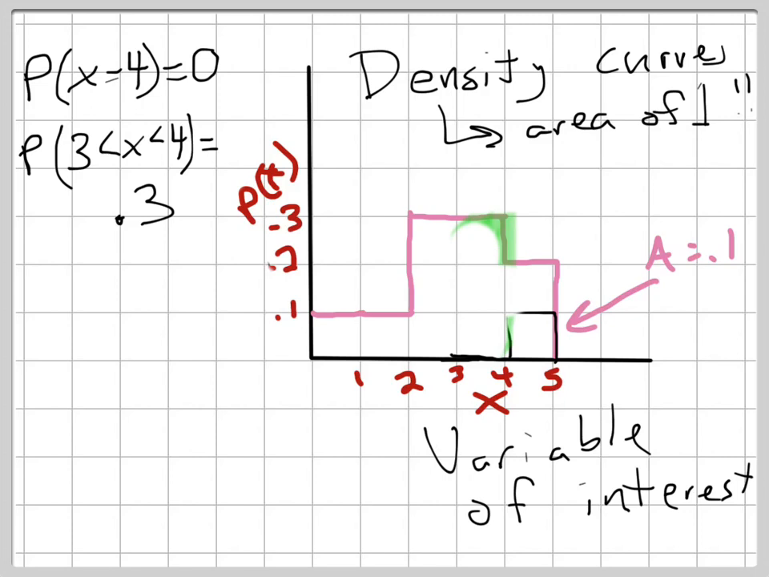Alright, let's think of another problem. What could we do here? How about the probability that x is greater than or equal to 3? Pause your video and think about it. Assuming that you've thought about it and you've put your brain to good work, let's take a look at the answer.